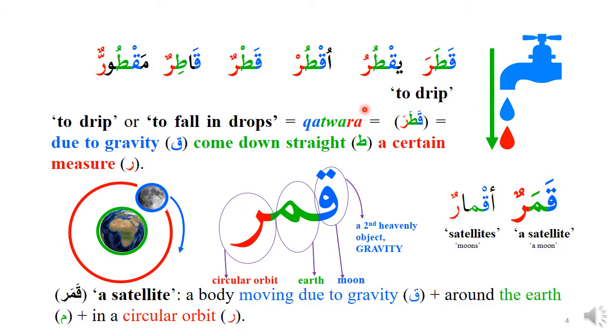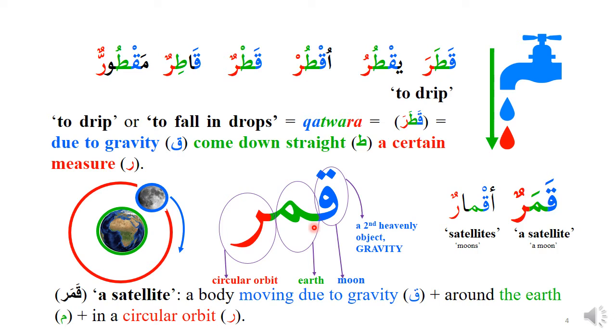All right, so let's see a few more words. Katara, yakturu, means to drip or to fall in drops. As you see, the water falls from a tap, say, and you see here Qaf means, of course, something coming down due to gravity. It comes straight down for a certain measure, the measure of the drops that are coming down, Katara. So this you already know, Qamar.